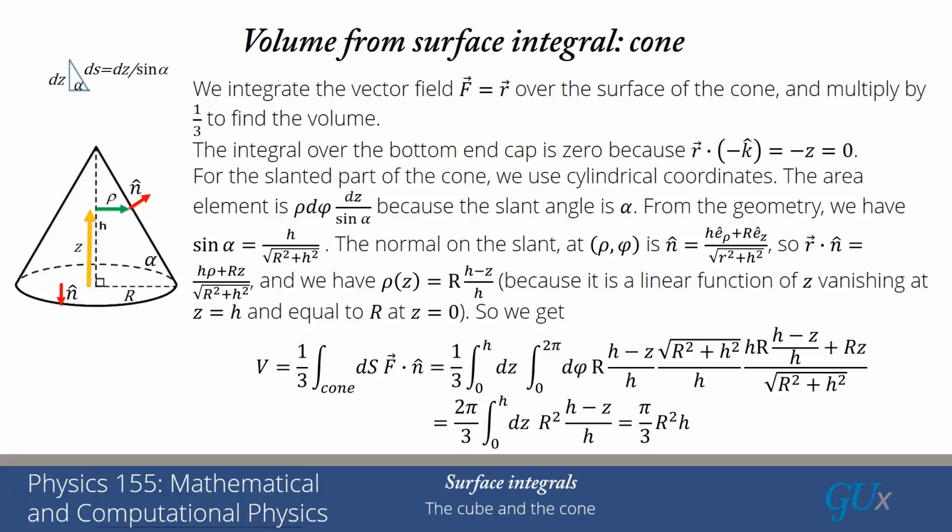Well, the first term, h, when I integrate that, is going to give me h squared. And the second term, which is minus z, when I integrate that, is going to give me minus 1/2 h squared. So h squared minus 1/2 h squared is just equal to 1/2 h squared. The 1/2 cancels the 2, and I'm left with pi over 3 R squared h, which, if you remember your geometry, I myself often don't remember exactly what the volume of the cone is, that indeed is the volume of the cone.